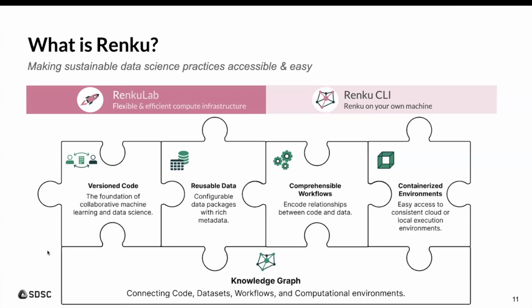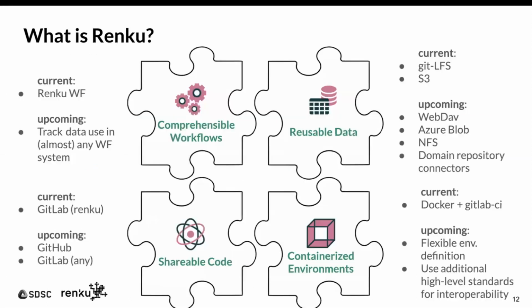And basically, joining all these pieces, joining the versioned code, the reusable data, the comprehensive workflows, and the environments, we have the knowledge graph. And the graph, basically, it's an ontology that connects code, datasets, workflows, and computational environments, and creates metadata for making your projects discoverable, reusable, and shareable. And for this, I want to highlight here that it depends on the user. Even though Renku is an open source platform, the user can decide whether their projects are public, are internal for only those users that are registered in Renku, or they are private for their collaborators. So we do not enforce the visibility of the projects for the users of the Renku platform.